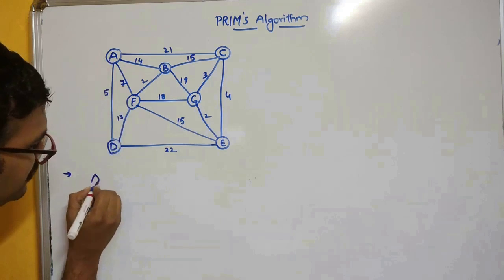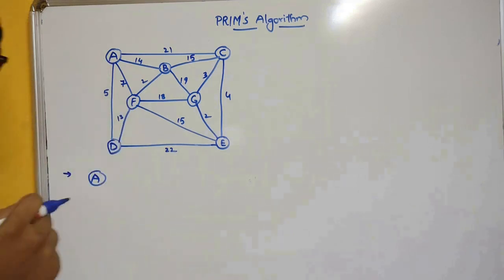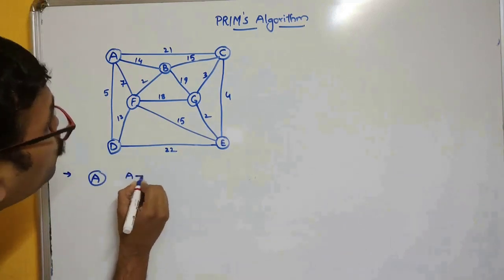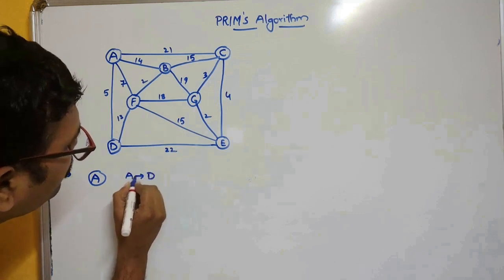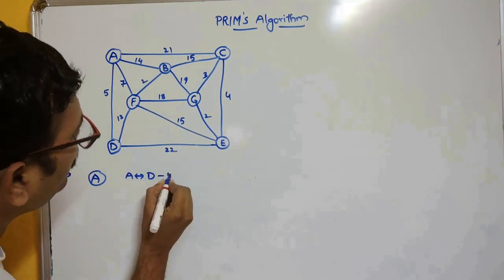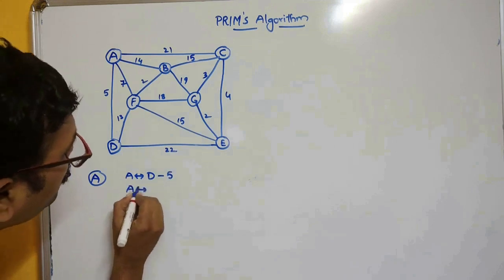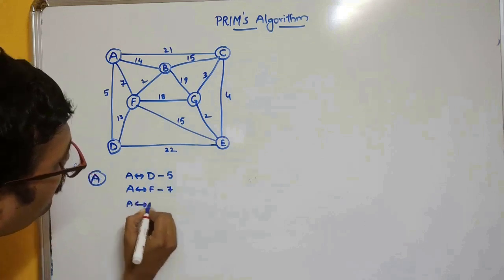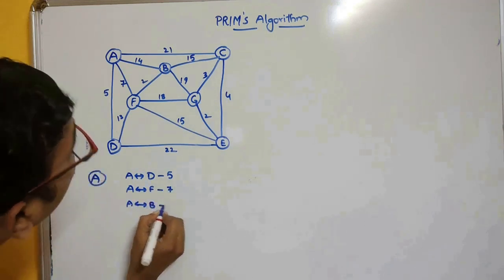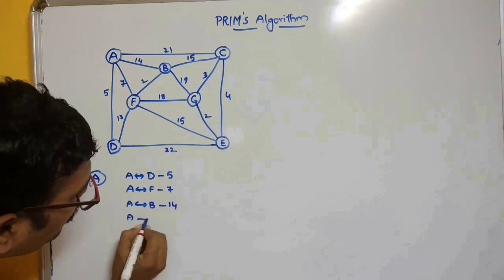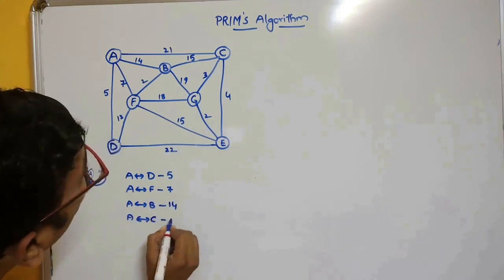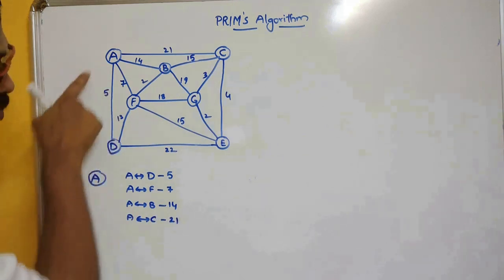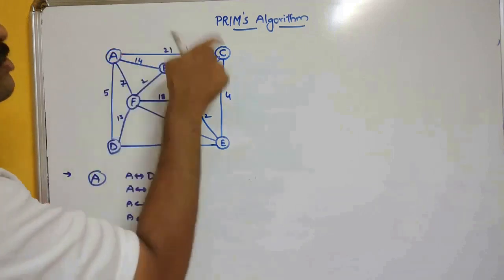Consider A. Now what are the edges from this A? So edges are like A to D with a 5, A to F with a 7, A to B with a 14, and A to C with a 21. So from A we have 4 edges: A to B, A to D, A to F, and A to C.